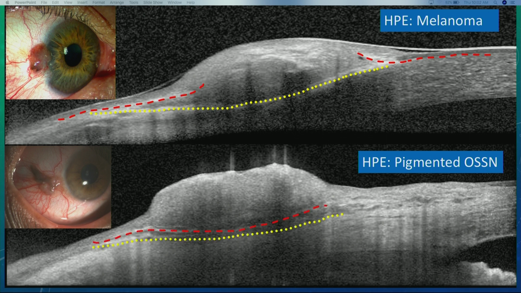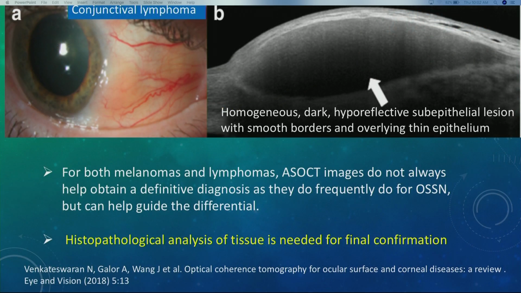On the other hand, in the lesion which was actually a pigmented OSSN, we can see that the lesion is sitting right on top of the epithelium, and the Bowman's layer and the subepithelial tissue is below and running parallel to that. So it can give us a clue about what it is. Lymphomas have been shown to have a dark hyporeflective subepithelial lesion. For both melanomas and lymphomas, the ASOCT images do not always help obtain a definitive diagnosis as they often do for OSSN. But they can guide the differential, and a histopathological analysis is required for melanomas or lymphomas.